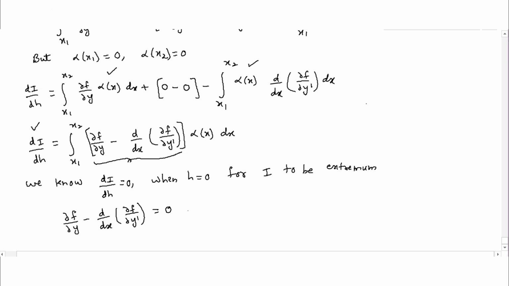So this particular equation represents the Euler's equation. Now this is nothing but the Euler's equation. This is the required Euler's equation. So hence we have proved the Euler's equation.